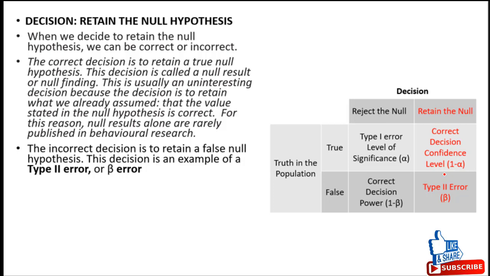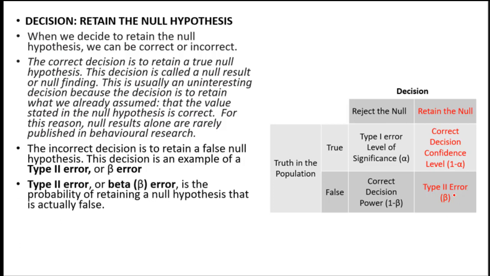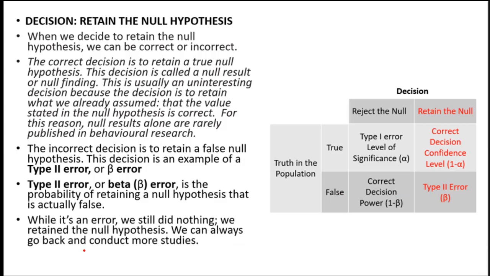The incorrect decision is to retain a false null hypothesis. This decision is called type 2 error or beta. Type 2 error is the probability of retaining a null hypothesis that is actually false. While it is an error, we still did nothing. We retained the null hypothesis. We can always go back and conduct more studies.